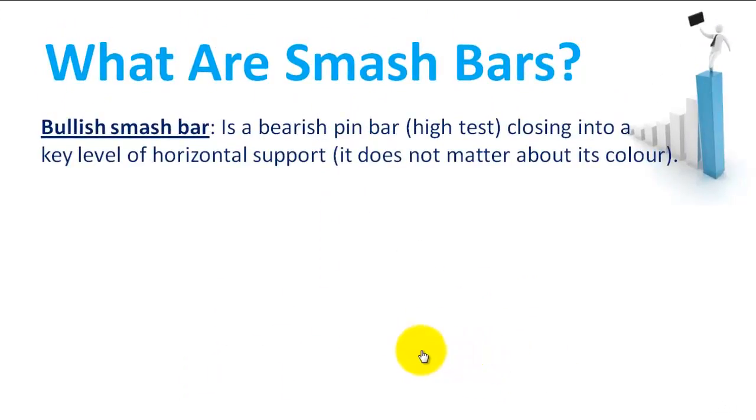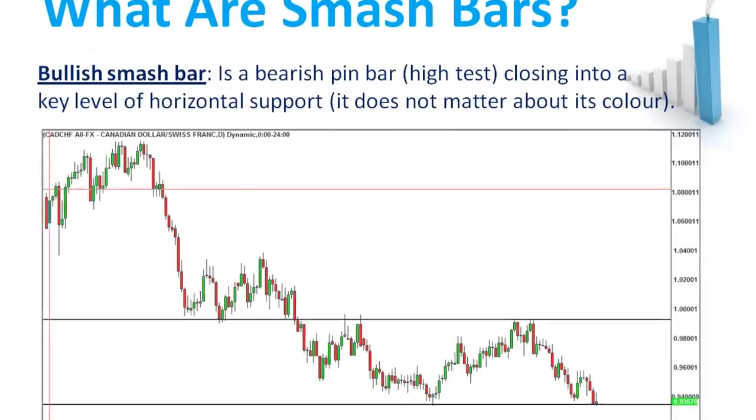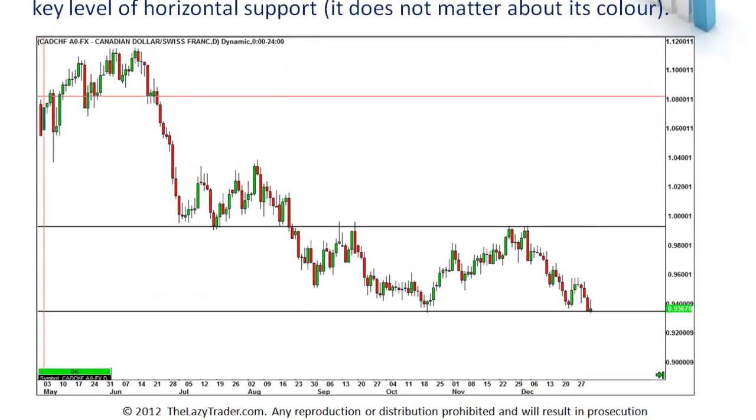Moving on, this is the flip side of the coin. This is a bearish pin bar, also known as a high test to some people, or even a morning star, depending on what books you've read, who you've listened to in the past. And they typically close into key levels of horizontal support. It could be a soft level, it could be a hard level, and once again, it does not matter about the color of the bar. It's all about the profile of the bar, and whether it's got a tail and a head.